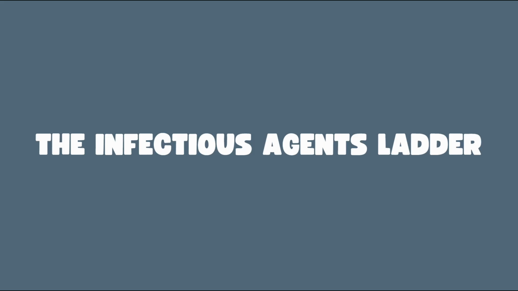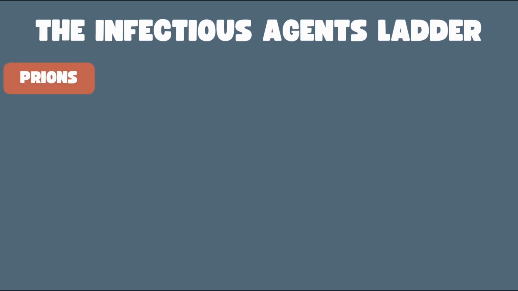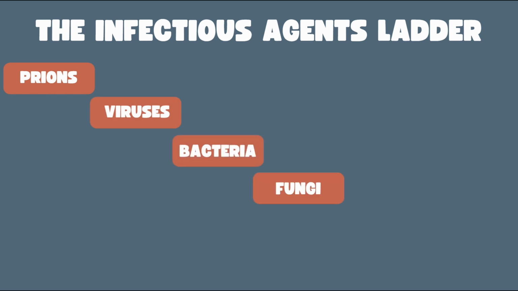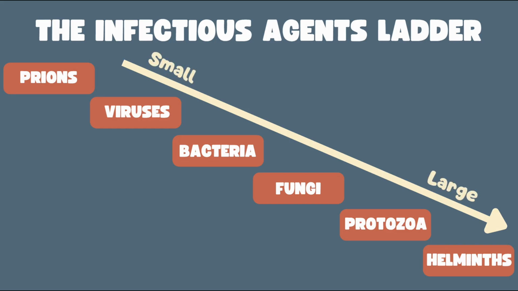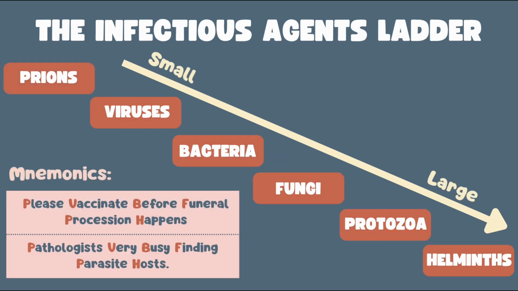Now, infectious agents can vary widely in their size, complexity, the mechanisms that they use to cause disease, and the diseases that they cause. So the main groups of infectious agents that we're going to be looking at today are prions, viruses, bacteria, fungi, protozoa, and helminths. In this order, they are ordered from smallest to largest. And there's a mnemonic that you could use to remember this order, which is please vaccinate before funeral procession happens, or pathologists very busy finding parasite hosts.